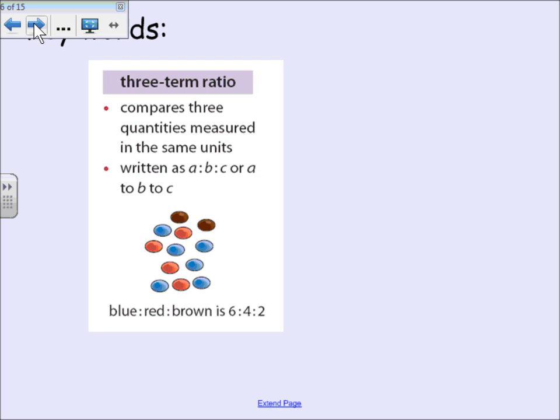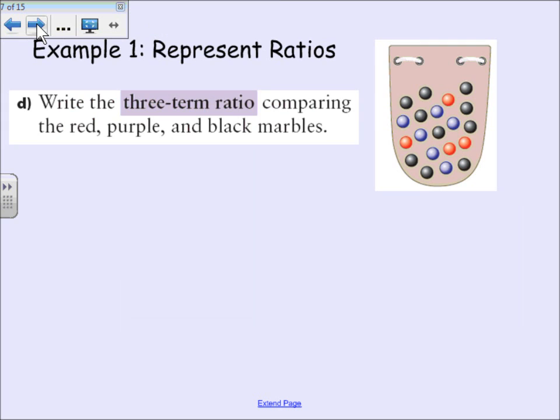A three-term ratio compares 3 quantities measured in the same units, written as A:B:C, or A to B to C. Blue, red, brown is 6 to 4 to 2. We've talked about that. Example 1, represent ratio. Write the three-term ratio comparing the red, purple, and black marbles. So they want red first. We talk about red: 1, 2, 3, 4.